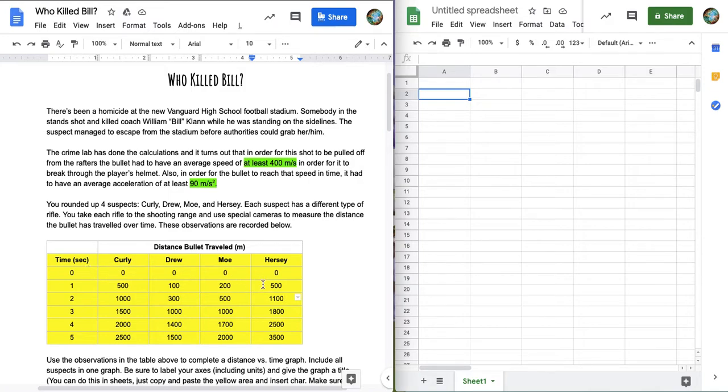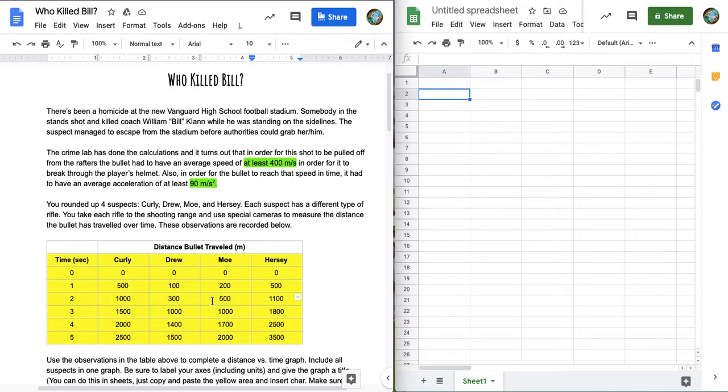Now here we have data for 4 possible suspects, and we have the information of distance and time for their bullets. So what we need to figure out is which bullet is going to be traveling at least with a speed of 400 meters per second and with an acceleration of 90 meters per second squared.